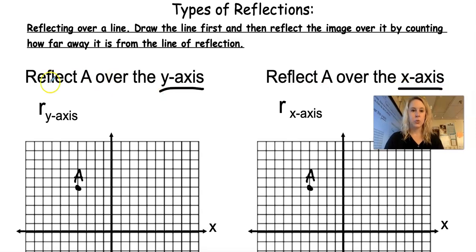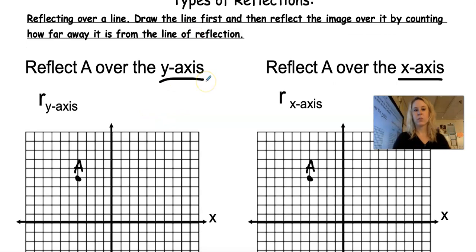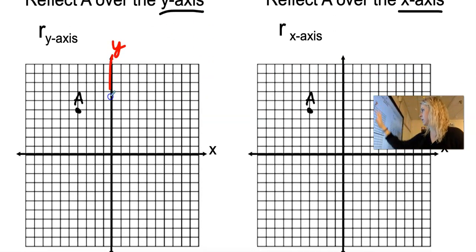You might also see a little r to stand for the word reflect. Like in translations we had a big T, in reflections you have a little r. A capital R stands for rotations, a little r stands for reflections. The y-axis is right here, the red line, and I'm going to reflect point A over that.